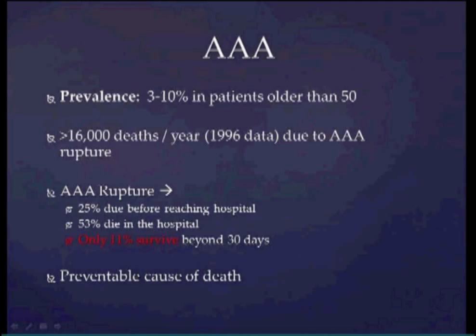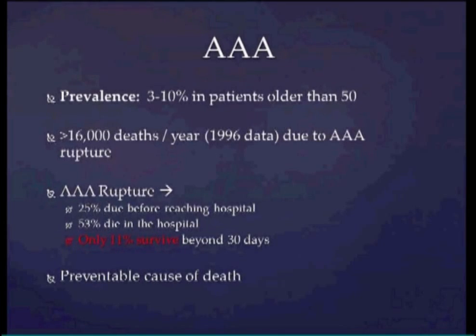So AAA has a prevalence of about 3 to 10% in patients older than 50 years old. What is it? So aneurysm means basically increase in the diameter of an artery more than 50% of its normal diameter, and the normal diameter of the abdominal aorta is about 2 centimeters. So anything beyond 3 centimeters is considered by definition as an aneurysm.